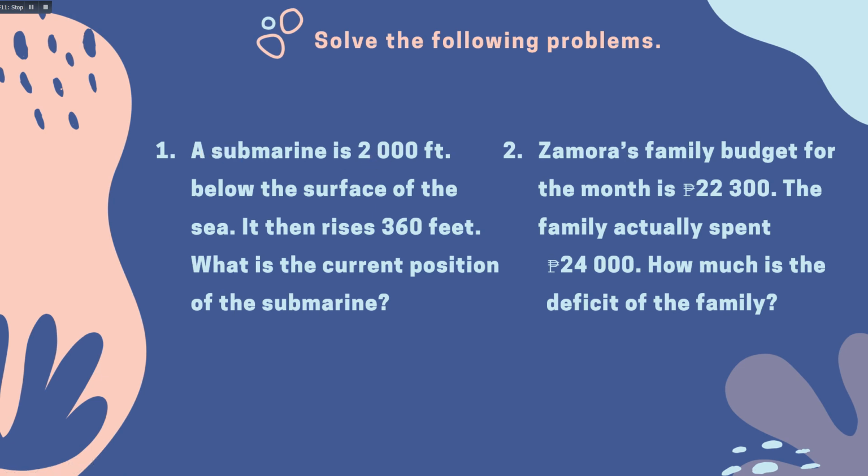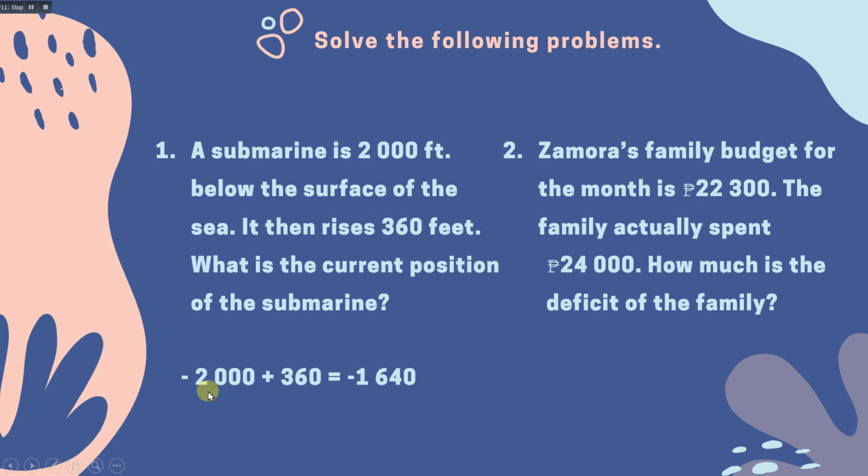I have here the following problems. Problem number 1. A submarine is 2,000 feet below the surface of the sea. It then rises 360 feet. What is the current position of the submarine? Problem number 2. Zamora's family budget for the month is 22,300, and the family actually spent 24,000 pesos. How much is the deficit of the family?